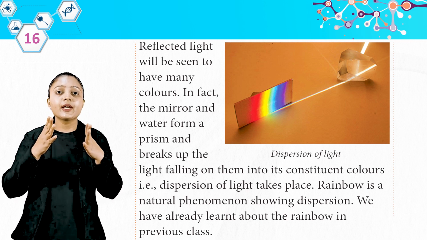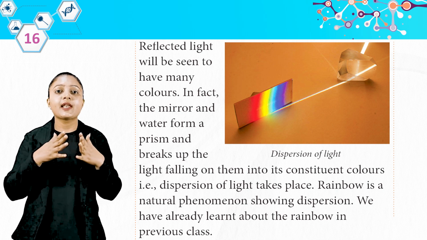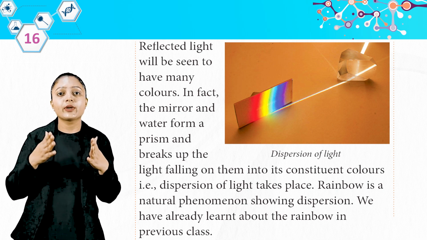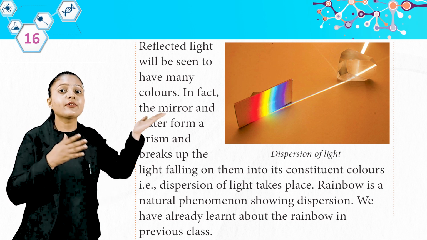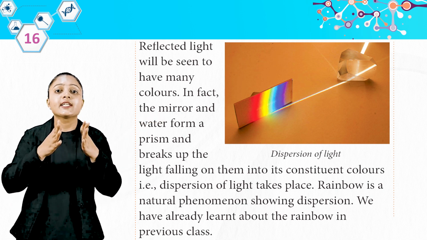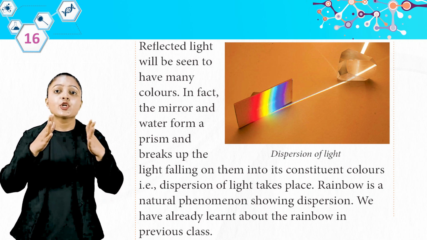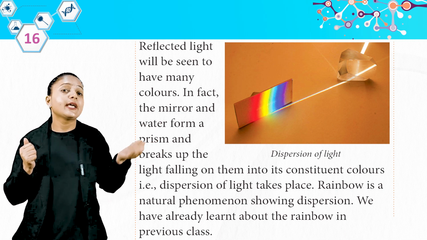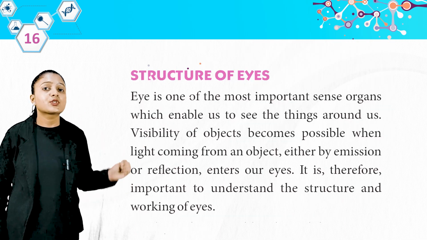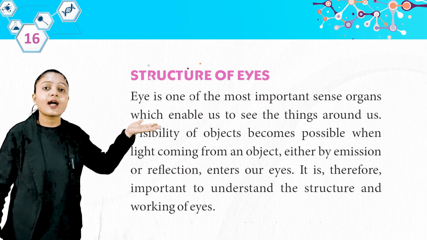In fact, the mirror and the water form a prism and break up the light falling on them into its constituent colors. Look at this picture: dispersion of light. That is, dispersion of light takes place. Rainbow is a natural phenomenon showing dispersion. We have already learnt about the rainbow in the previous class. Students, now let's talk about the structure of our eyes.